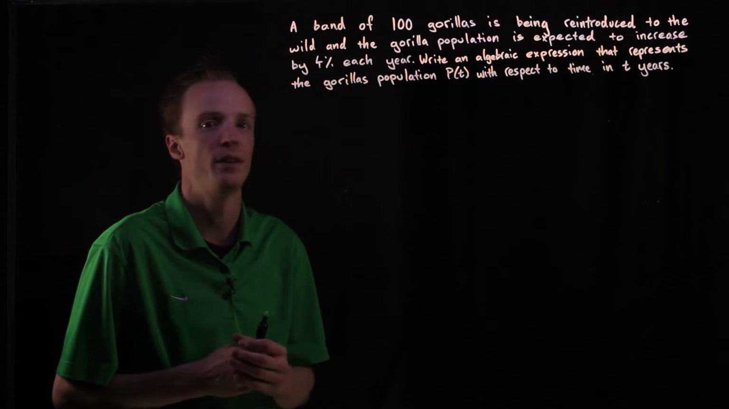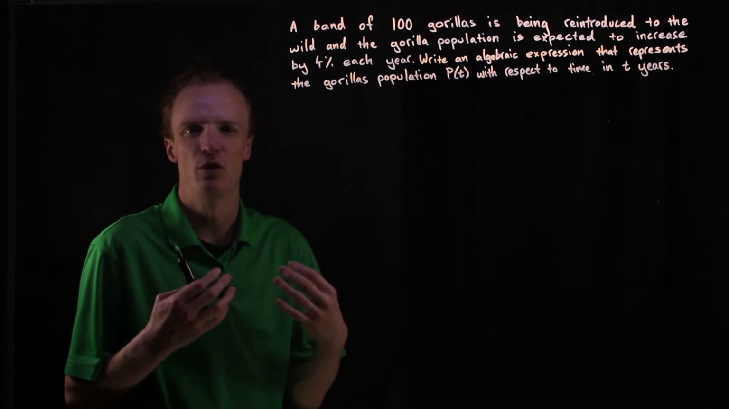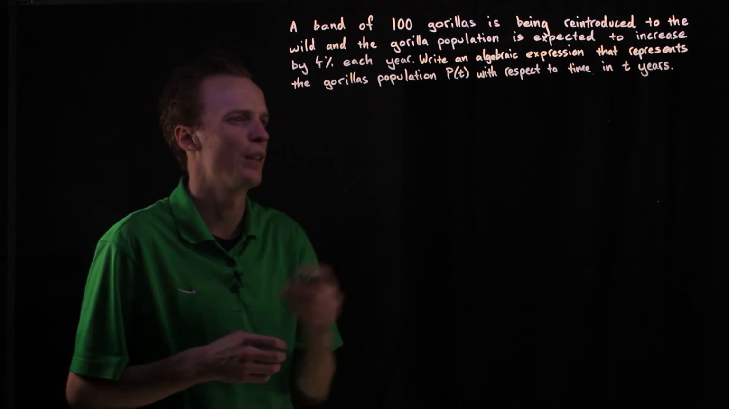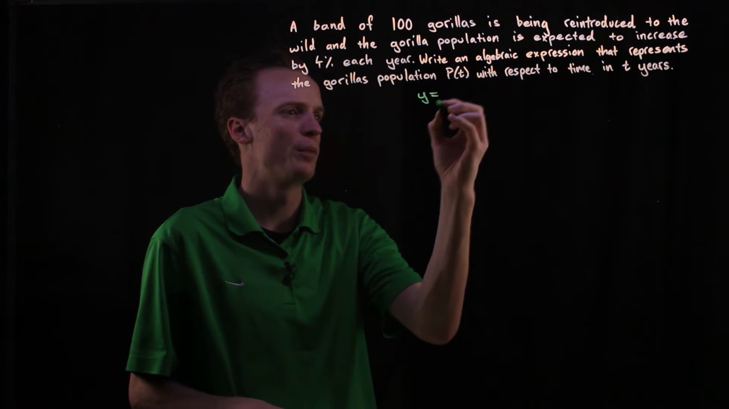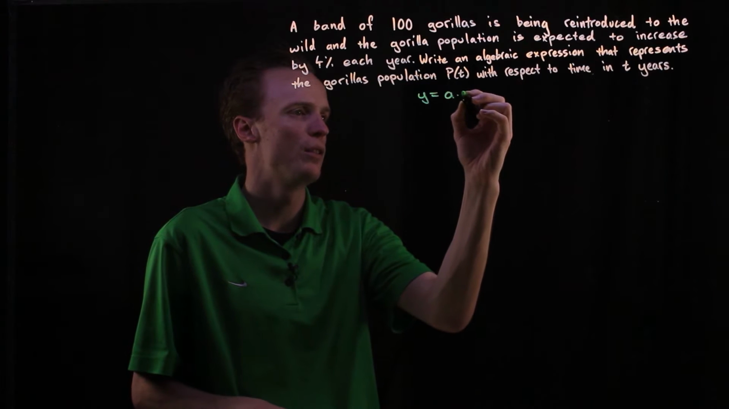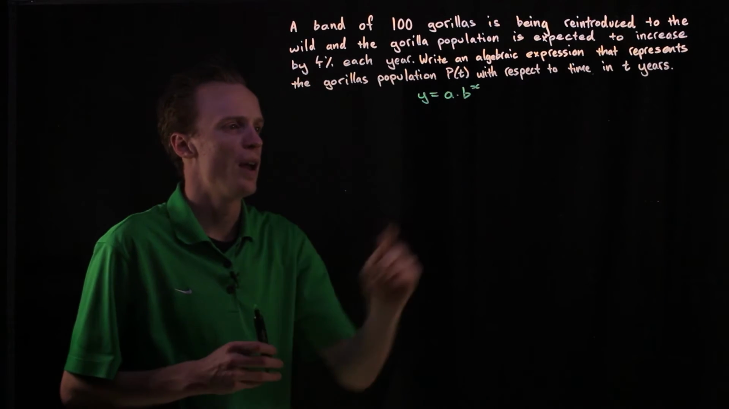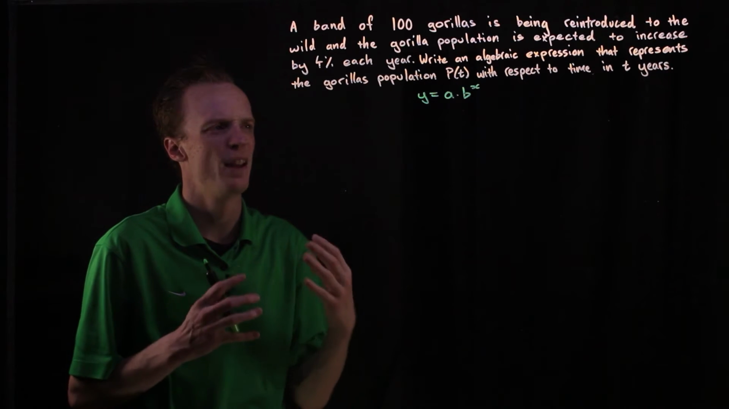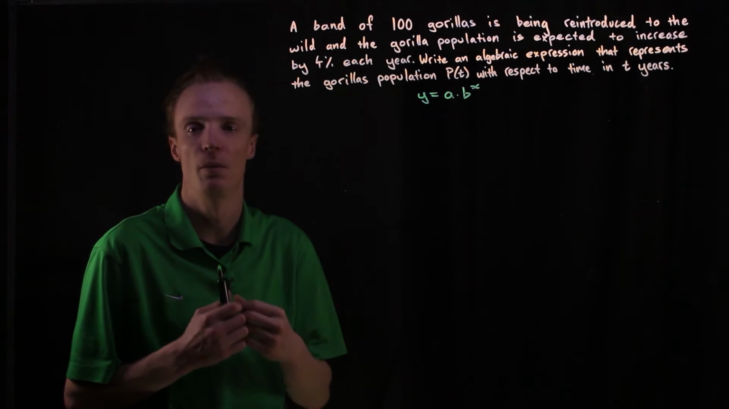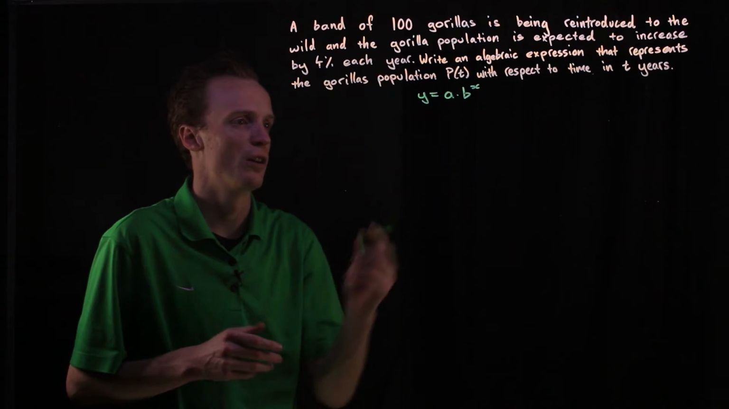time in t years. Well, to do that, let's just remind ourselves of the basic exponential growth expression and what those values represent in it. So the basic exponential growth expression is y equals a times b to the power of x, where our a value is going to be the starting value, or the initial value, in this case the initial population, and the b is going to be the common ratio.